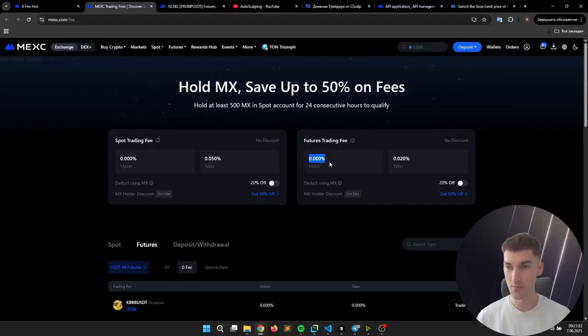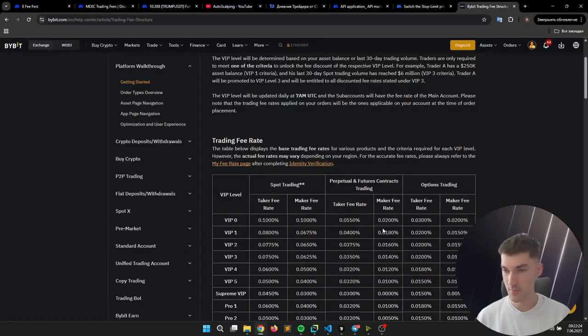But here, if we open a position using a market order, it's 0.02%. And let's compare that, for example, with the Bybit exchange. There, if we open a position with a market order, we pay 0.055%, that's more than double the commission compared to Mexc.